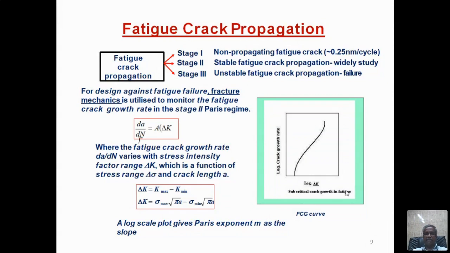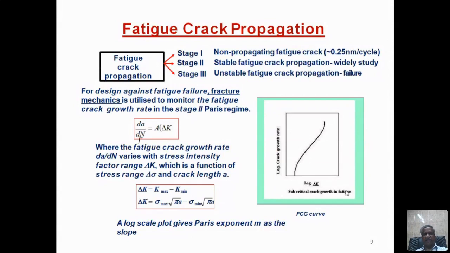So this is the graph, the curve normally used to plot the crack growth rate. The y-axis is crack growth rate, dA by dN, and the x-axis is the stress intensity factor range. So here we are not using the term stress. Instead of stress, we are using a term called stress intensity factor. This stress intensity factor is a fracture mechanics parameter.